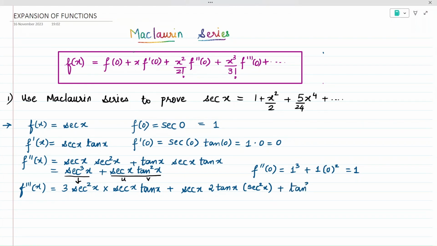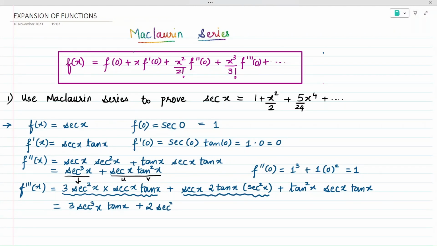Now v derivative of sec is sec x tan x. Let's simplify. 3 times sec cube x into tan x. This is my entire first term. This is my entire second term, which is again 2 times sec cube x into tan x. And the last term has sec x into tan cube x.